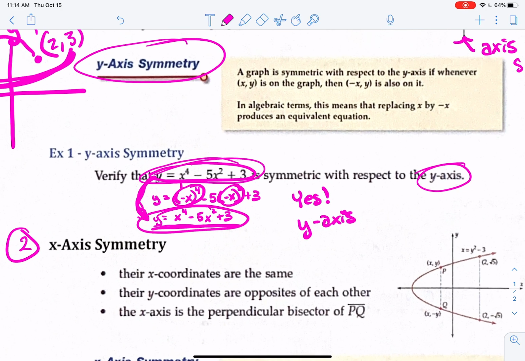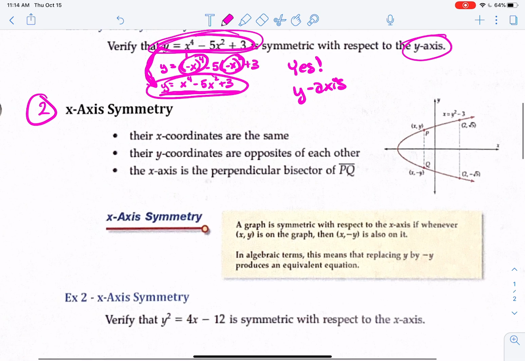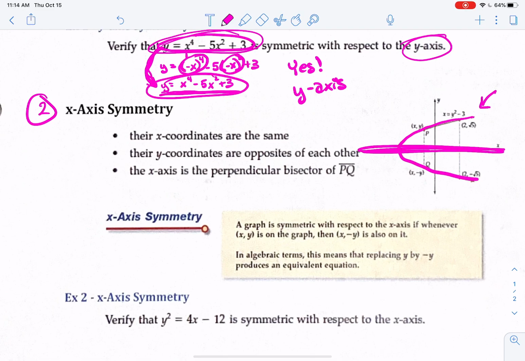Okay, so the same thing happens with x-axis symmetry. So this one has x-axis symmetry. It is a parabola that's kind of on its side, so my axis of symmetry is the x-axis. It's folded. If I fold it down, it will lie on top of itself, okay?